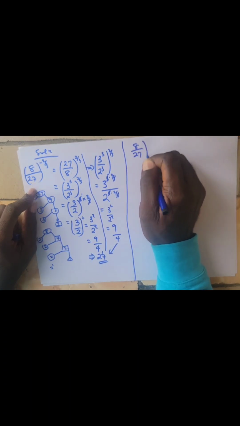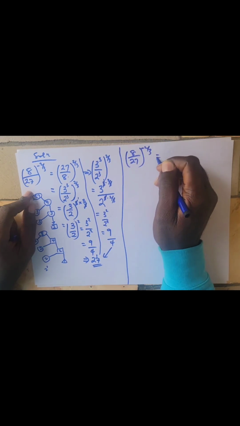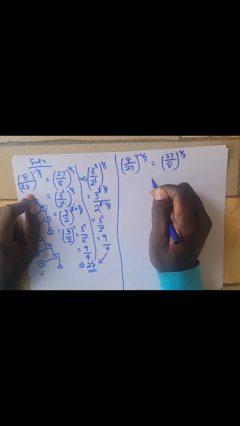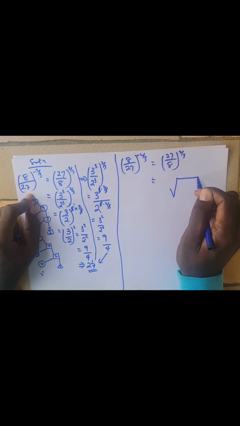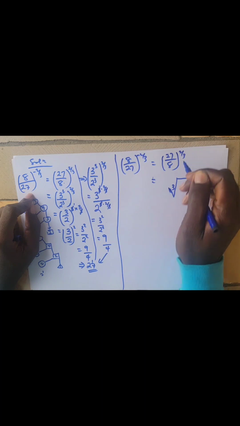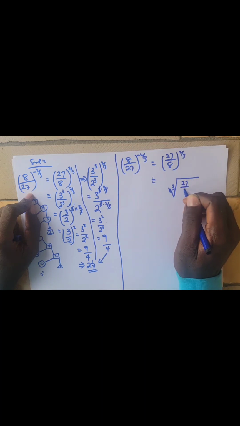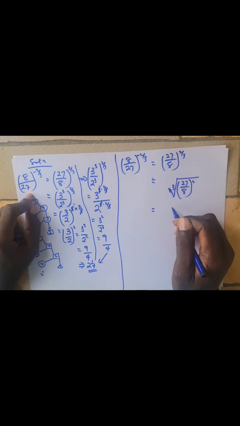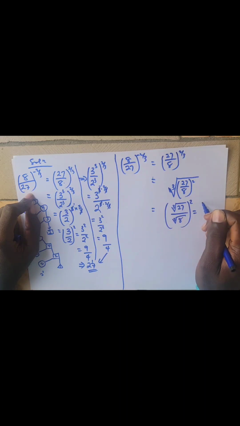8 over 27 raised to the power minus 2 over 3 is equal to 27 over 8 raised to the power 2 over 3. What this means is that the root is cubed because of this, 27 over 8 all squared. So what we have, when we take the square root, this means cube root of 27 all over cube root of 8 all squared. Cube root of 27 is 3 squared. Cube root of 8 is 2 squared. I hope you can get cube roots.